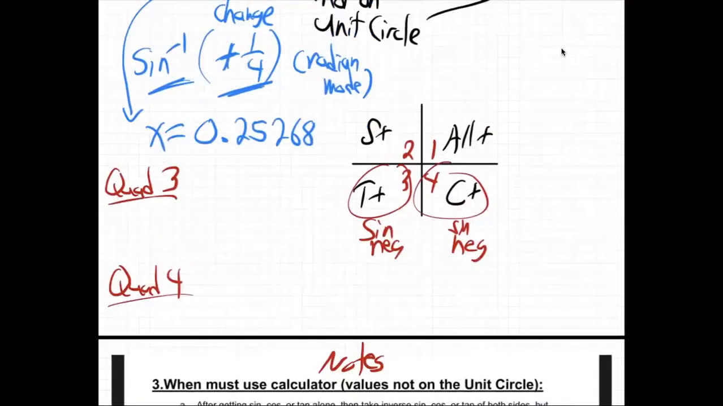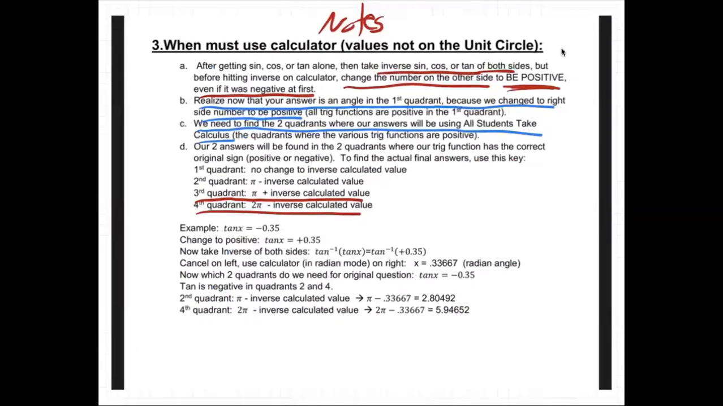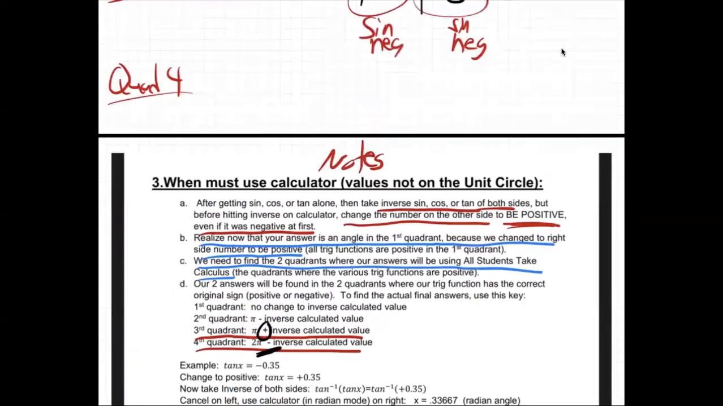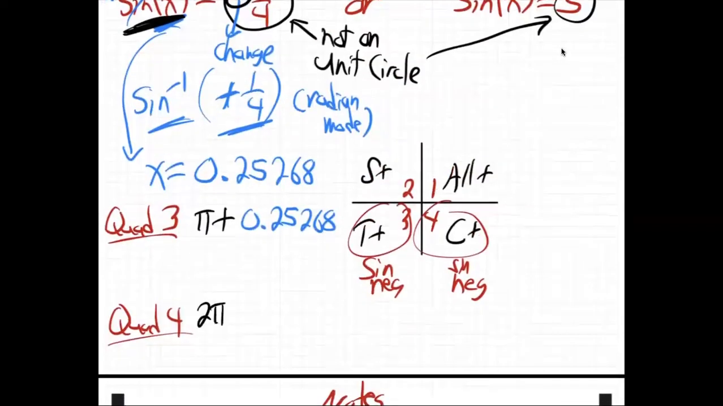So it's pi plus this 0.25268 answer. Wasn't it plus? Yeah, plus. For the third quadrant, pi plus. And for the fourth quadrant, 2 pi minus. This will be 2 pi minus 0.25268. Let's see what we get.